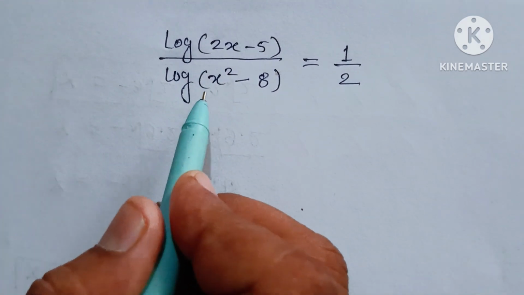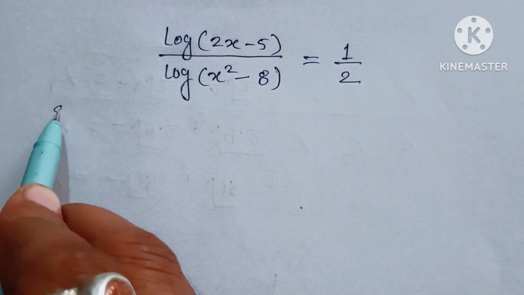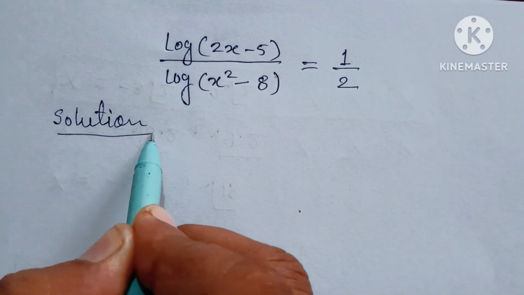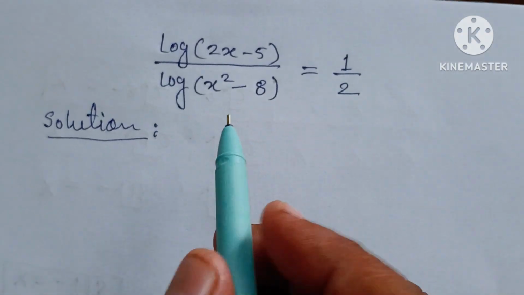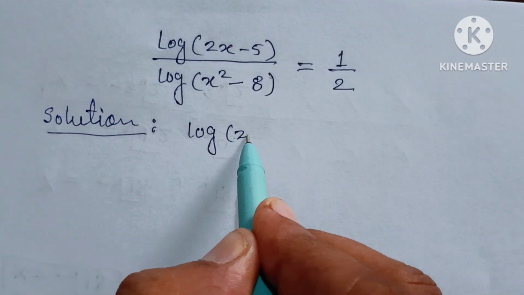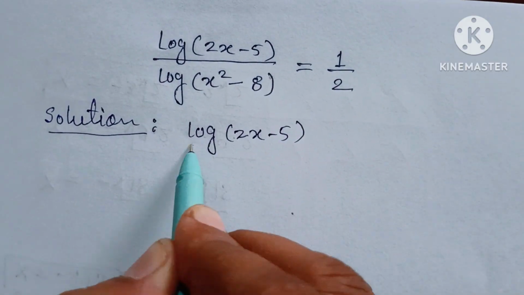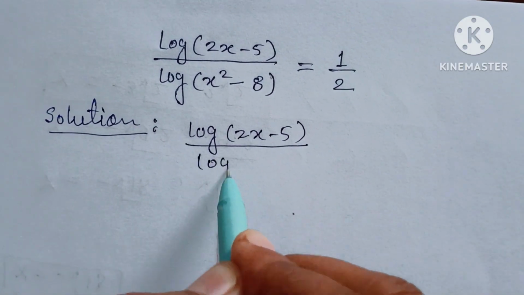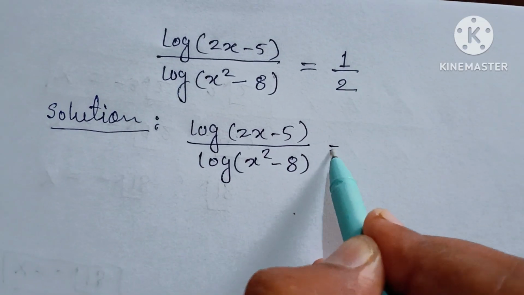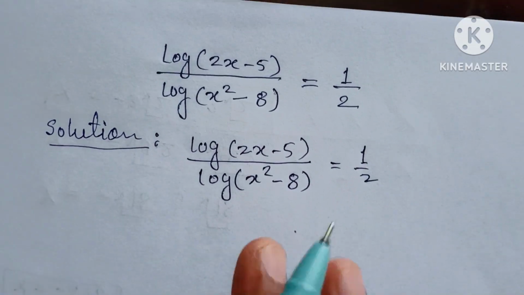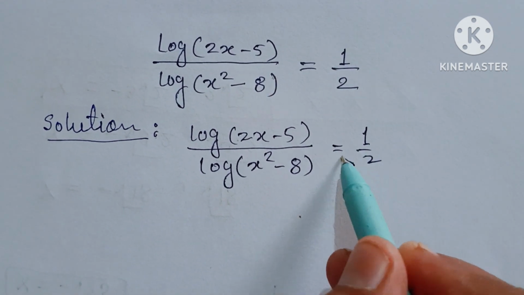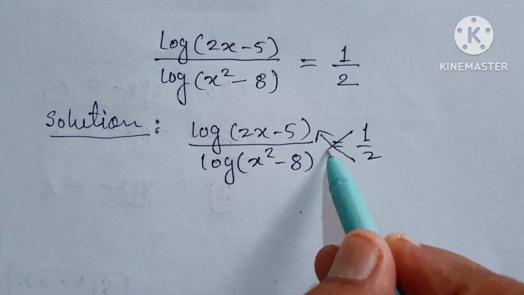Let's solve an interesting logarithmic equation. So I can show the solution here. Log of 2x minus 5 divided by log of x square minus 8 equal to 1 by 2. Now here we can do the cross multiplication like that.